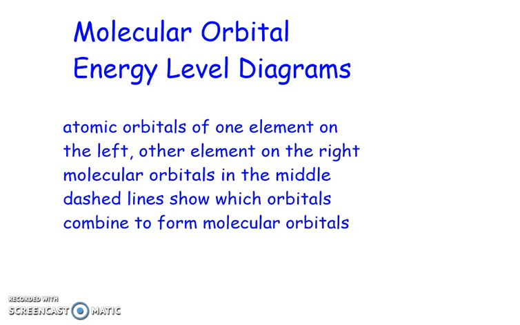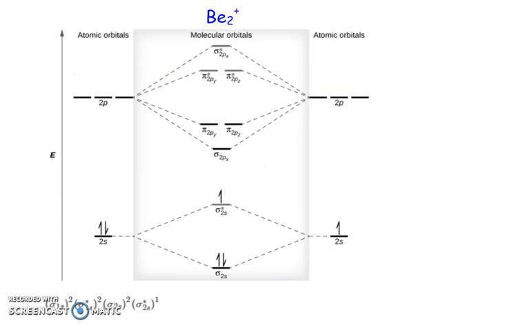In this video, we are going to be looking at molecular orbital energy level diagrams. When we're doing molecular orbital energy level diagrams, atomic orbitals of one element are shown on the left, the other element are shown on the right, and molecular orbitals are shown in the middle. Dashed lines show which orbitals combine to form the given molecular orbitals.